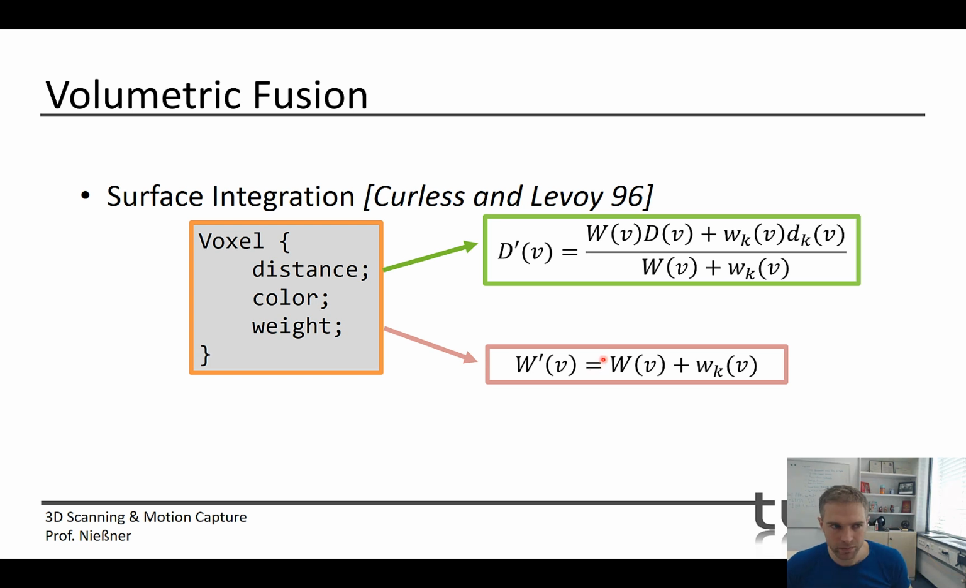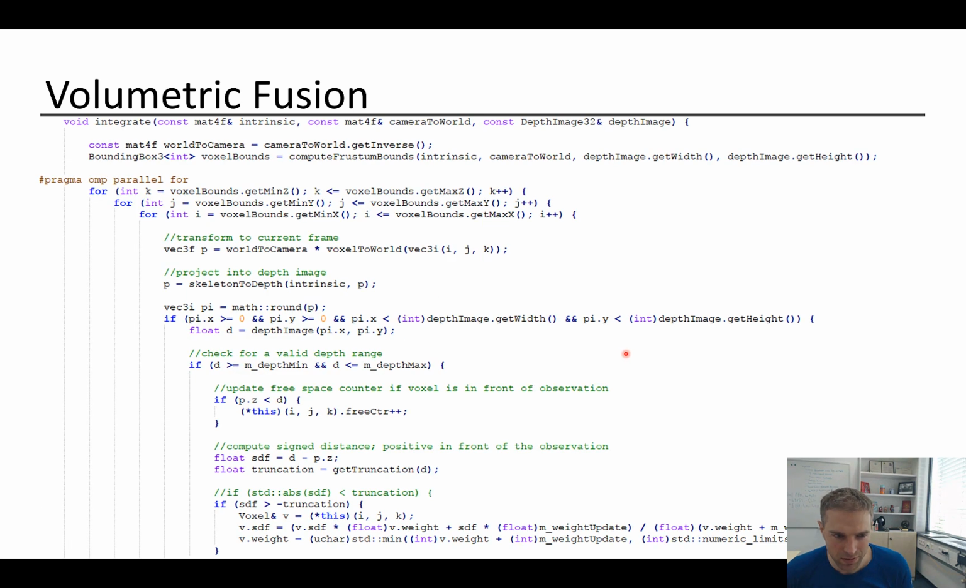So I wanted to show you quickly how the C++ code of this looks like, because this is really straightforward to do. This is some code I wrote. This is the integrate function. What it gets as input is an intrinsic matrix, so we need to know how to project stuff. We get our camera to world transformation, that's what we're getting from an ICP. And we're getting a depth image, which is where the depth values are stored.